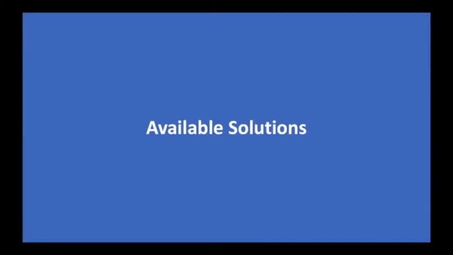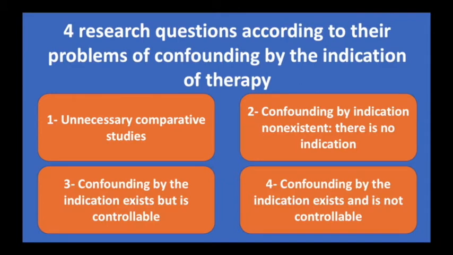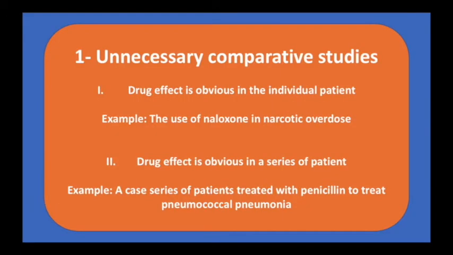We do not always need randomized clinical trials to study beneficial drug effects. So what are the available solutions? Research questions are classified according to their problems of confounding by the indication for therapy. First, there are situations that do not require any comparative research for their answer. Let's take the example of a patient that is in coma from an overdose of methadone. If we inject him with naloxone, this results in his prompt awakening.